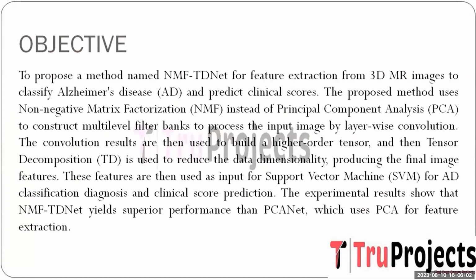This research introduced an innovative approach named NMF-TDNet designed to extract discriminative features from 3D MR image for accurate Alzheimer disease classification and clinical score prediction. Unlike the conventional methods employing principal component analysis, NMF-TDNet adopts non-negative matrix factorization to construct a multi-level filter bank processed through layer-wise convolution. This process generates the convolution outcome that contributes to forming a higher order tensor. Subsequently, tensor decomposition is harnessed to reduce the data dimensionality, resulting in refined image features. These extracted features are then employed as an input for the support vector machine for AD diagnosis and clinical score prediction.